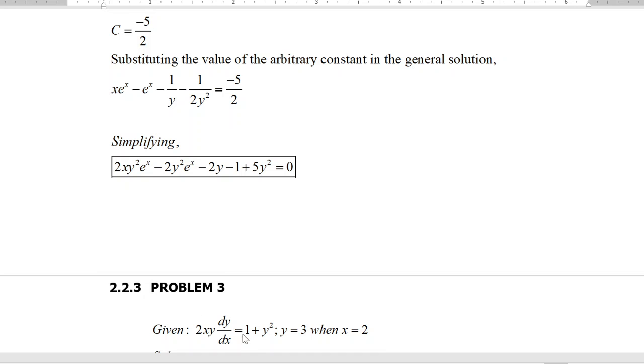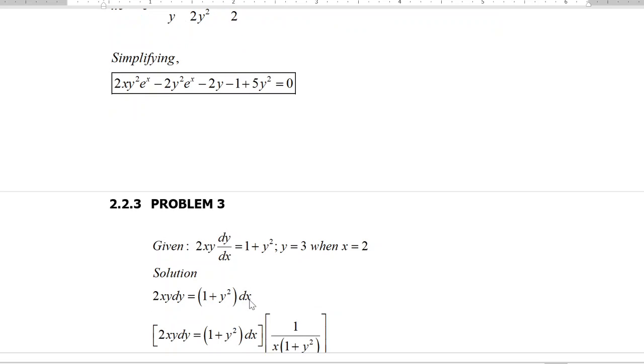So, ito. Makita tayo dy over dx. Ang gagawin lang natin, imumultiply natin ng dx both sides. So, magiging, ang equation na to, magiging 2xy dy is equal to 1 plus y squared dx. Tama. So, yun, naghiwalay na si dy dx.